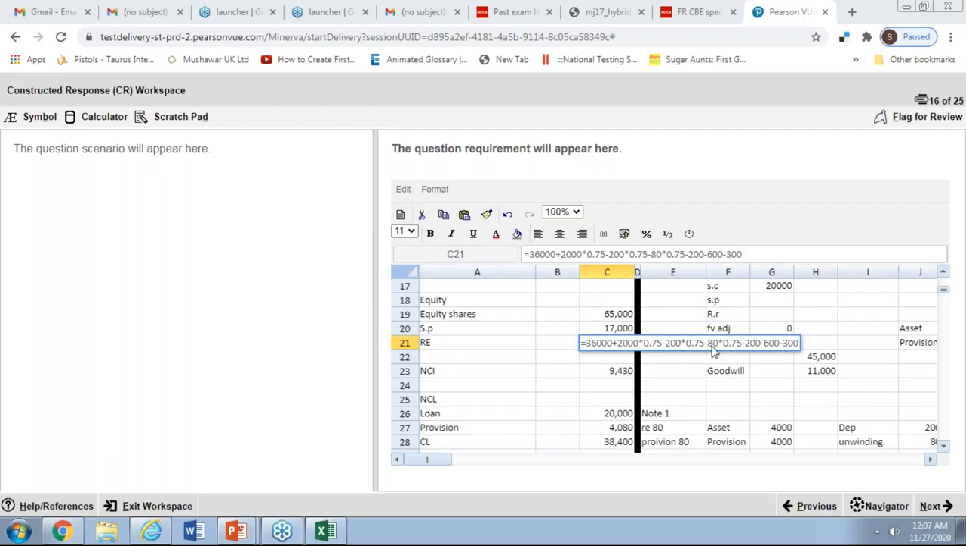80 is the unwinding of discount. It will also be 25% transferred to NCI. 200 and 600 is the unrealized profit figure. We don't use the percentage here because it's the parent company who sold the goods, therefore we cannot give a share to the NCI. And 300 is the interest on the loan which the parent company issued in order to acquire the shares in the subsidiary company.